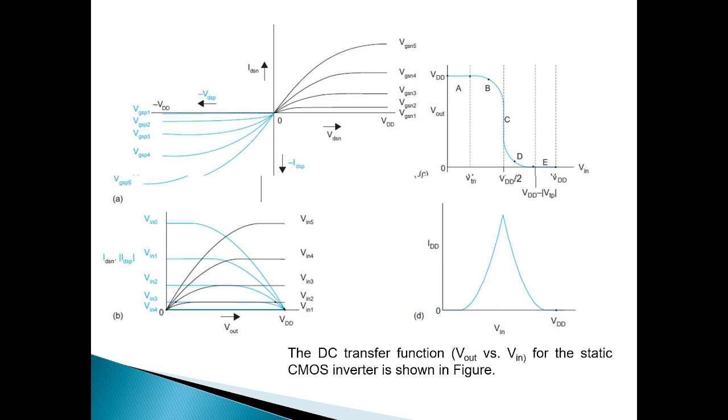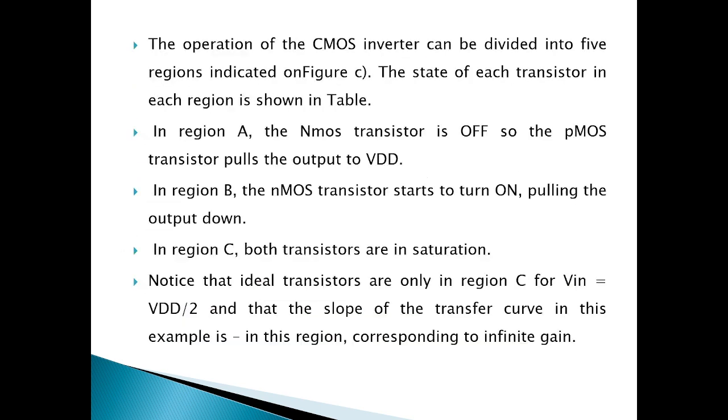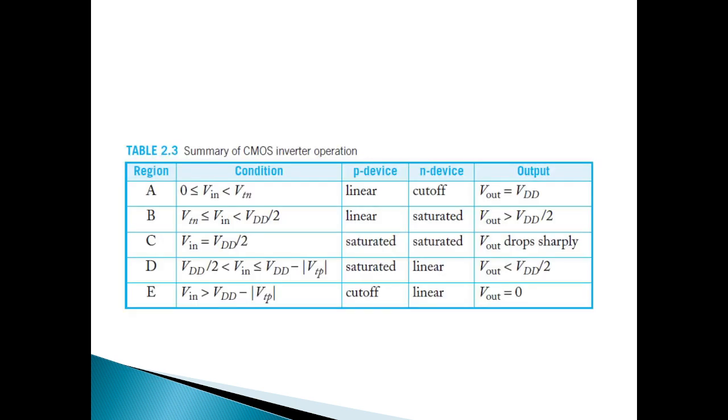In figure C, we can conclude and summarize. We have 5 regions: A, B, C, D, E. So these 5 regions we can summarize here. Region A means the input voltage is between 0 and threshold. So the N device is cut off and the P device is linear. So we get output equal to VDD.